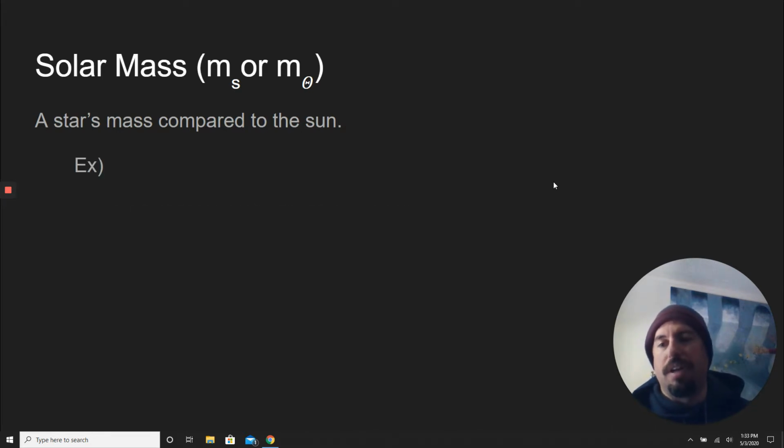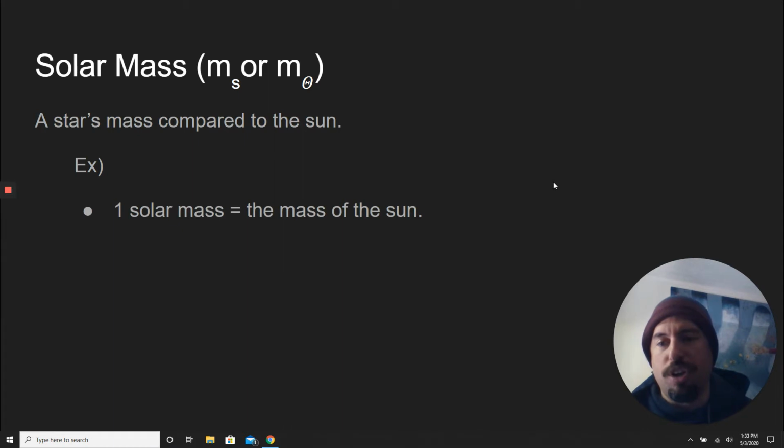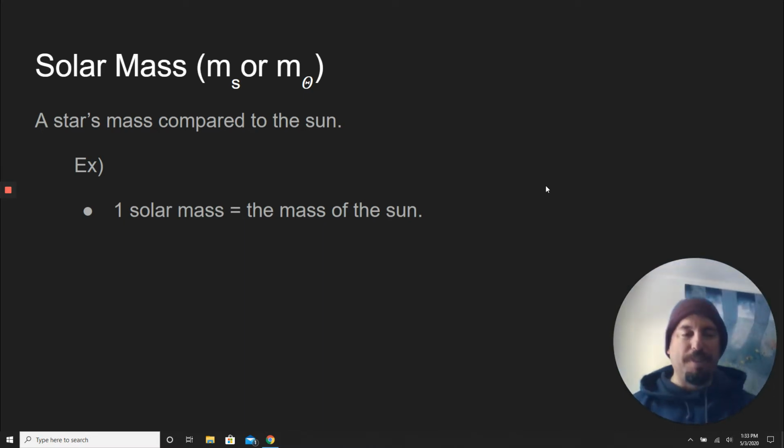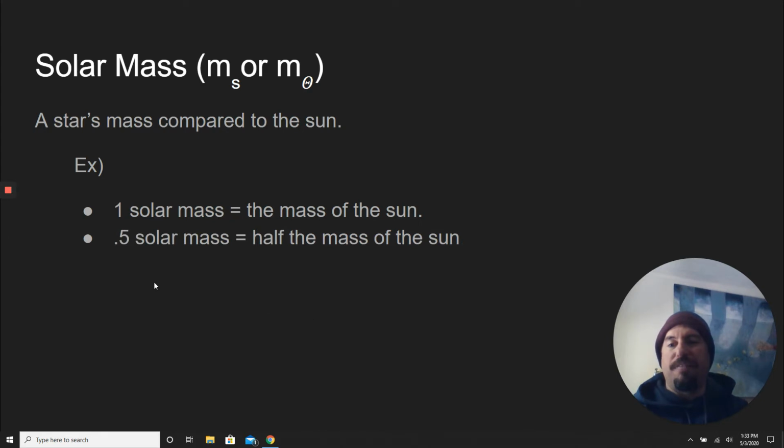So, for example, if I said a star has a solar mass of 1, you would know it has the exact same mass as the sun. We're not talking about volume, we're talking about mass. So it doesn't have the same volume as the sun necessarily. It might, but it might not. We're just talking about how much mass it has, how much material is actually there. If a star has half a solar mass, it has half the mass of our sun.